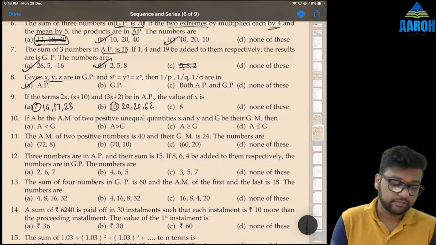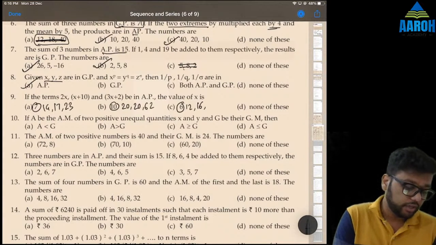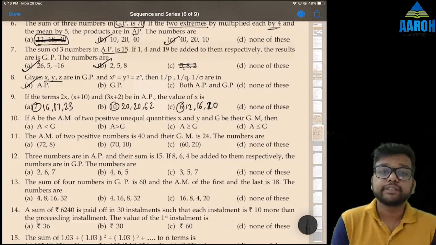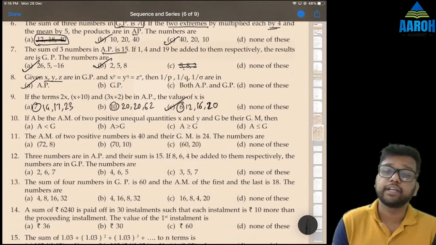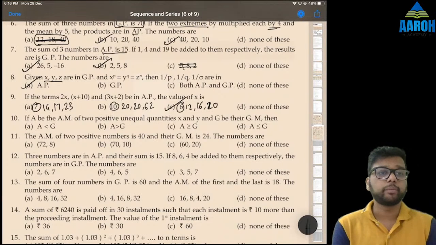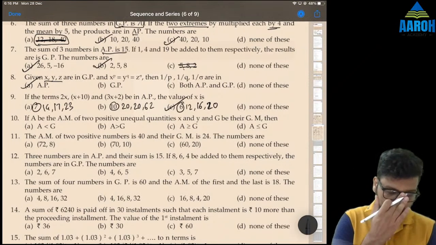That is also not correct. For 6, 2x is 12, x plus 10 is 16, and 3x plus 2 is what? 18 plus 2, 20. This is correct because common difference is 4 now. 12 plus 4, 16, 16 plus 4, 20. So C is the correct answer. Correct, Akanksha. I will go by options. That is the easiest way. C is the correct answer. Got it?